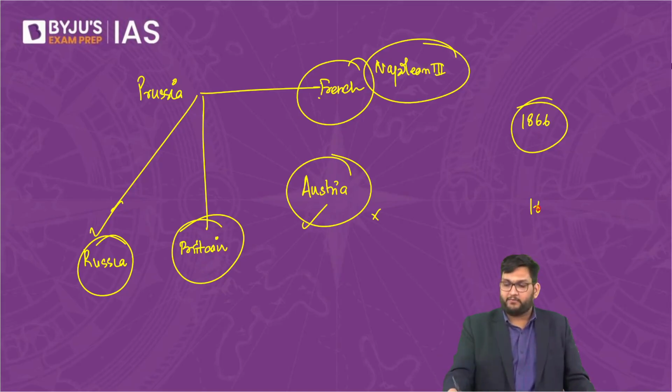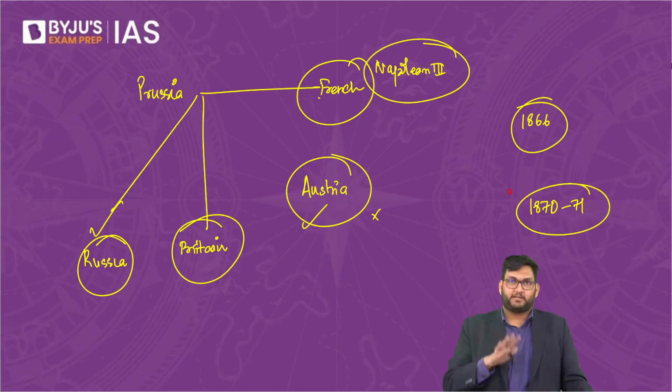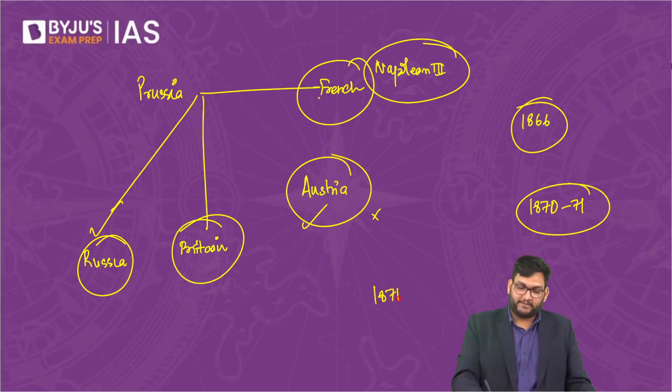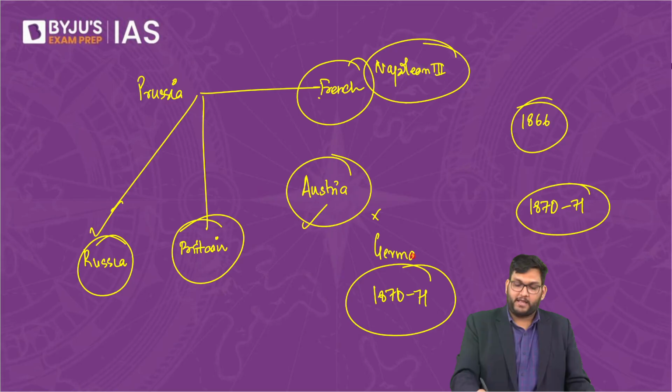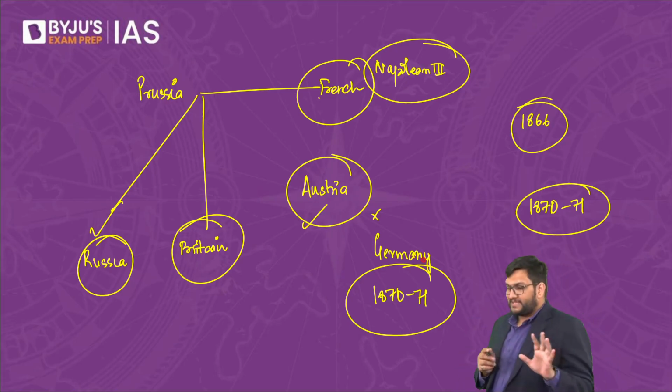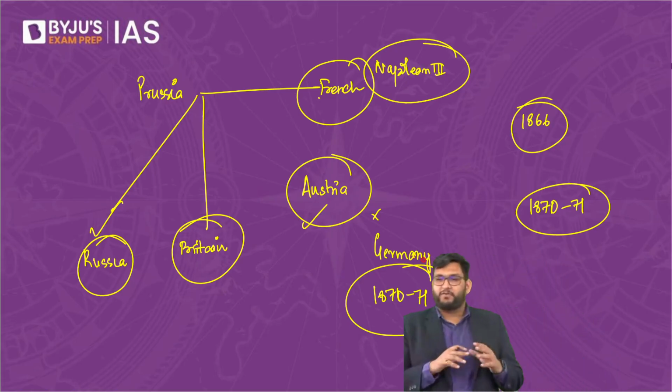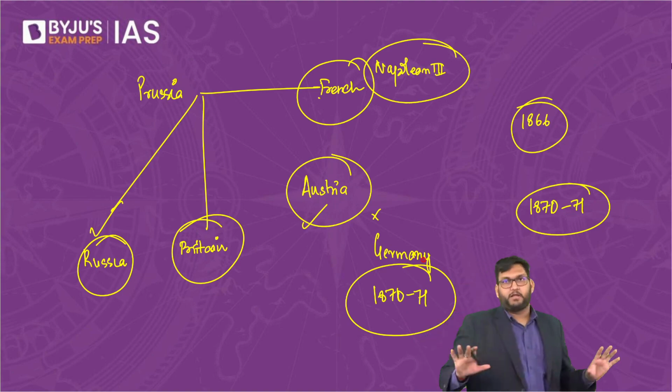Then he has to fight a war in 1870-71, which is with France because of the Alsace-Lorraine sector. And what he will do is that by 1871, you will have a Germany as a country. Anybody has any basic issues in this? I have given you a very, very simple, straightforward story of this.